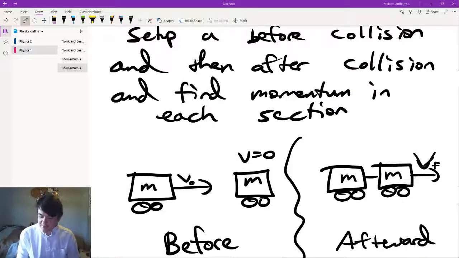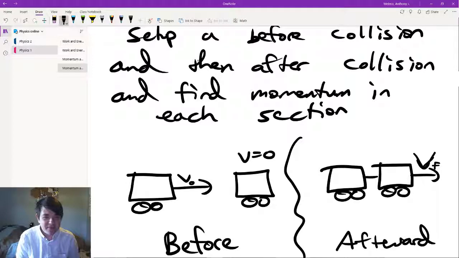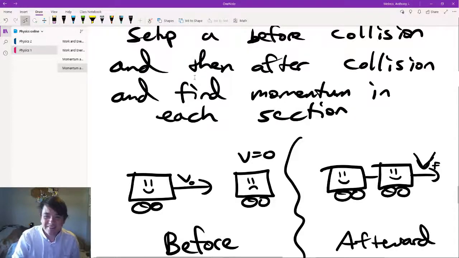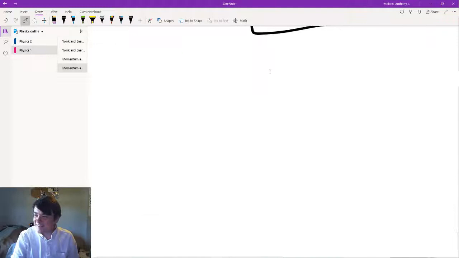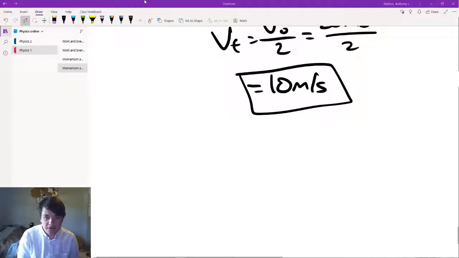Oh man, I forgot that when I did this, in my notes I give these guys happy faces, except this guy who's sad because he's about to get hit. But then they're both happy afterwards. Okay, anyway. Sorry, I'm a dork.